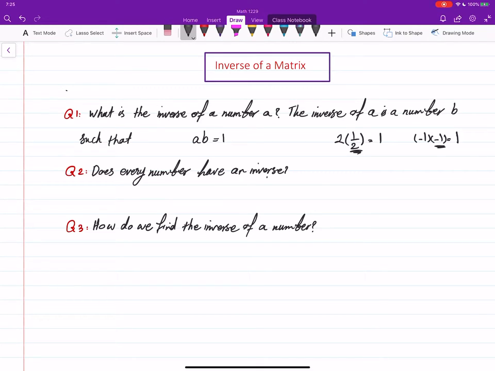Well, the second question is, does every number have an inverse? If I give you any number, can you find the inverse of that number? The answer is almost yes, meaning almost all of the numbers, but one. If A is 0, you multiply 0 by any number you like. A times any number B, 0 times any number, is 0. And this cannot be 1, no matter what number you put there. It means that 0 has no inverse. And it turns out that 0 is the only number which has no inverse.